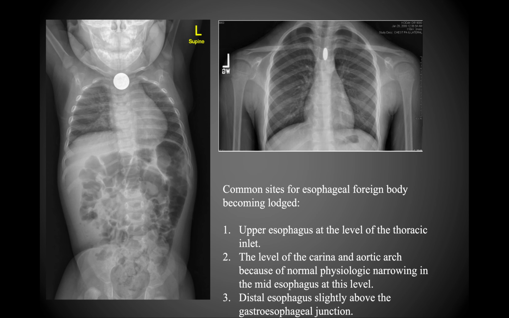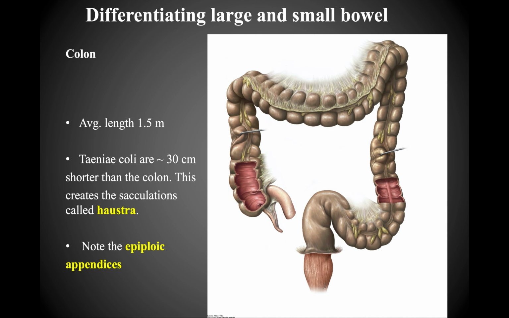And then finally, the distal esophagus, just above or just superior to the gastroesophageal junction, that's going to be the final location of esophageal constriction. So that's another location where you might expect to see a foreign body become lodged in the esophagus. And again, it's very common for children to swallow foreign objects, foreign bodies, even when they're well watched after or closely monitored. So now I want to talk about differentiating between large and small bowel on abdominal X-rays.